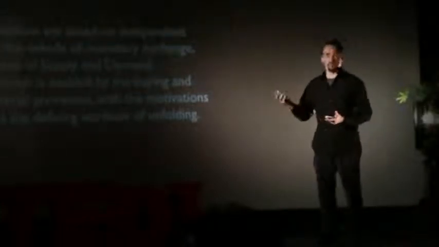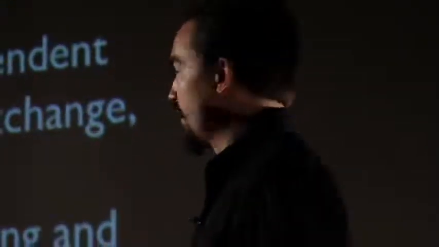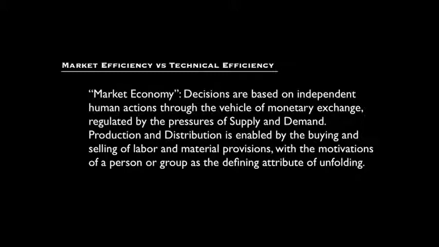Defining my terms. We're going to use two terms throughout this presentation. The first is a theoretical notion of an earth economy, which I'll define as decisions made directly based upon scientific understandings as they relate to optimized habitat management and human health. Production and distribution is regulated by the most technically efficient and sustainable approaches known. Compared to our currently existing market economy, where decisions are based on independent human actions through the vehicle of monetary exchange, regulated by the pressures of supply and demand. Production and distribution is enabled by the buying and selling of labor and material provisions, with the motivations of a person or a group, the self-interest, as the defining attribute of unfolding.